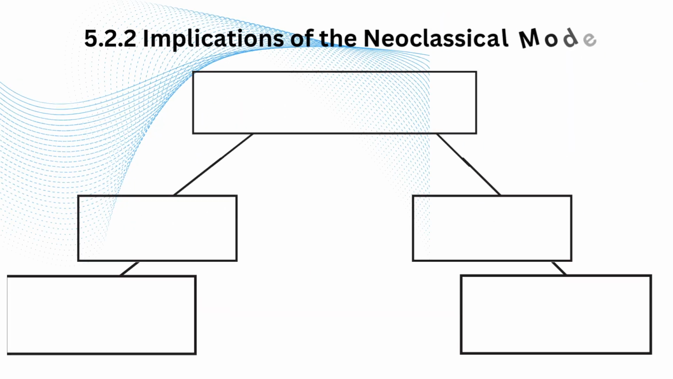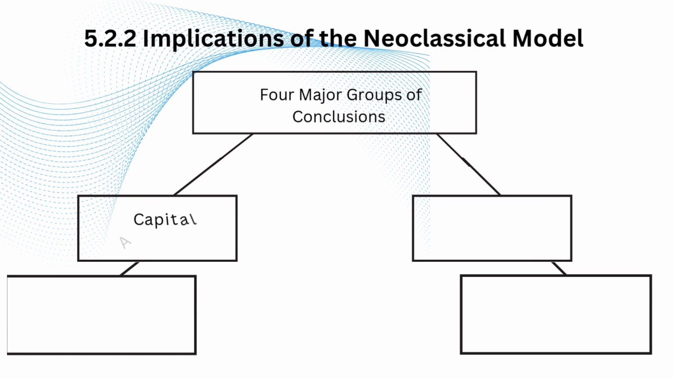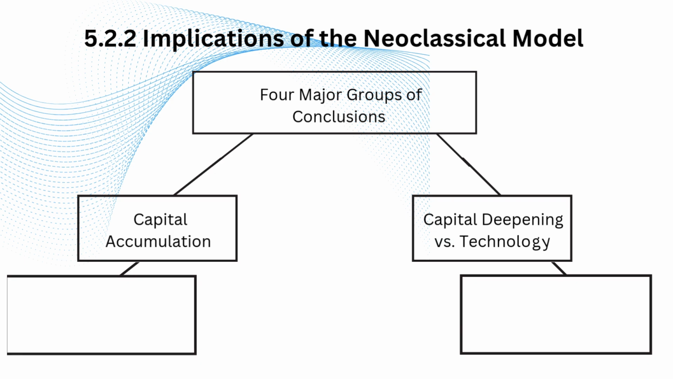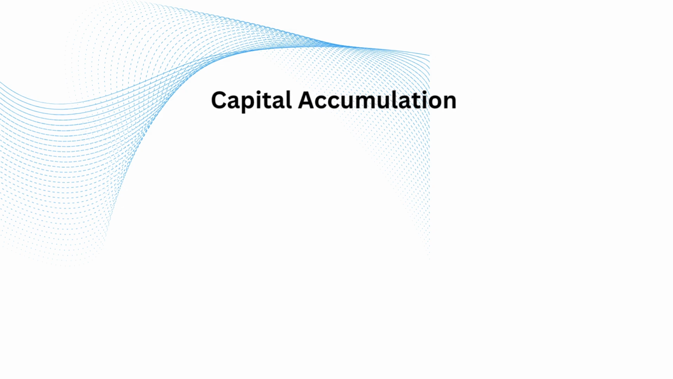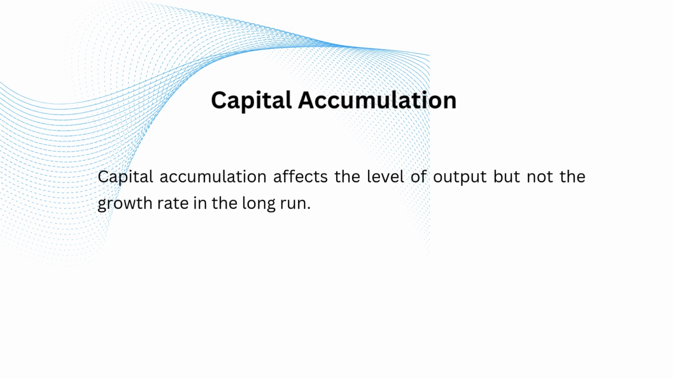5.2.2 Implications of the neoclassical model. 4 major groups of conclusions. 1. Capital accumulation. 2. Capital deepening versus technology. 3. Convergence. 4. Effects of savings on growth. Capital accumulation: capital accumulation affects the level of output but not the growth rate in the long run.